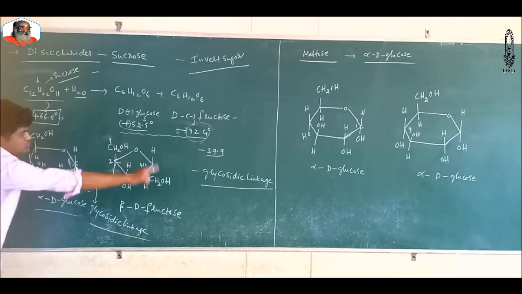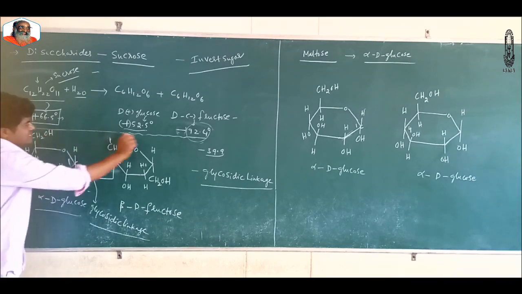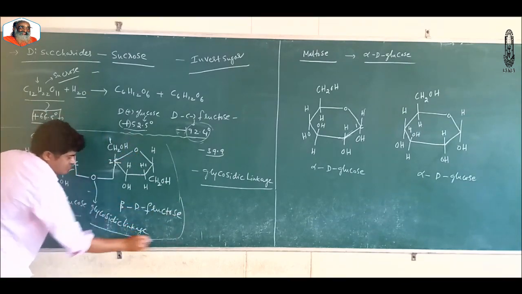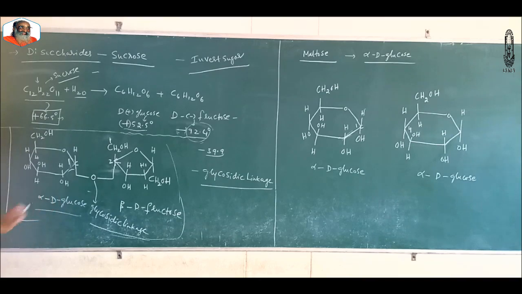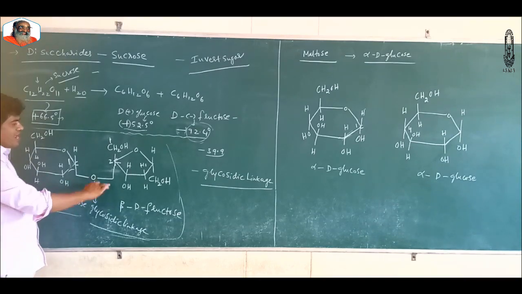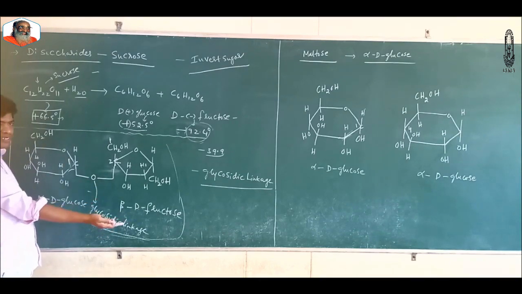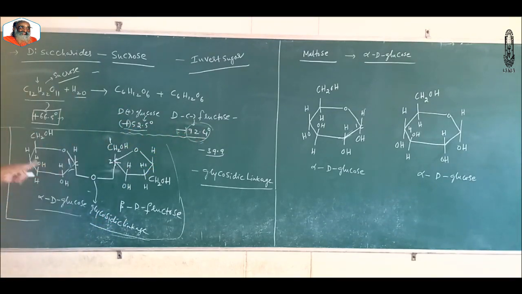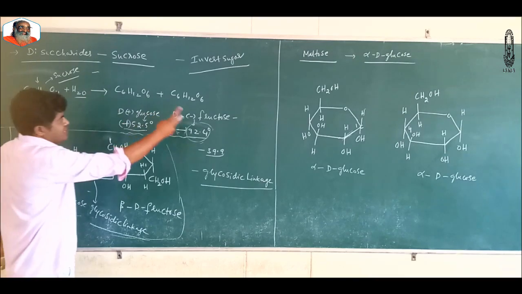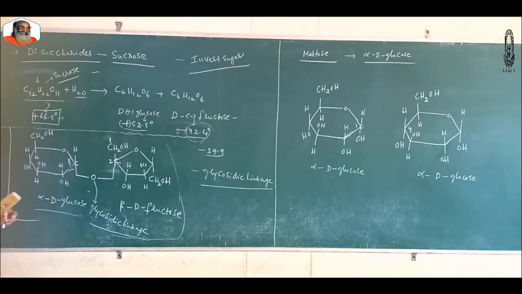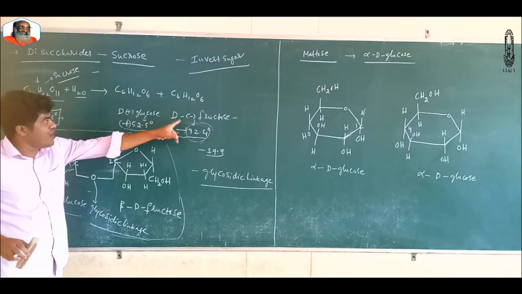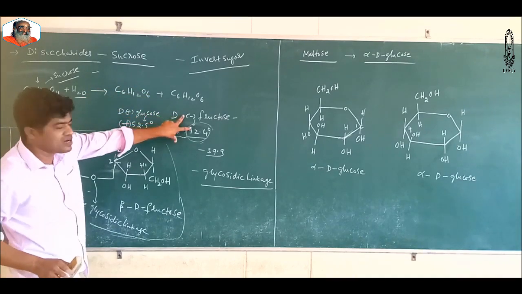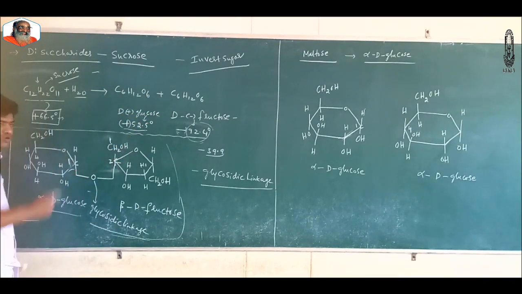Now this structure is sucrose. Suppose to this we add water, you will get again glucose and fructose. You remove water from this D glucose and D fructose, you eliminate the water molecule, you will get sucrose. On hydrolysis you get D glucose and D fructose. You add water molecules to this D glucose and D fructose, again you will get sucrose.